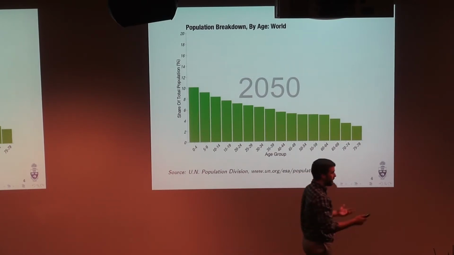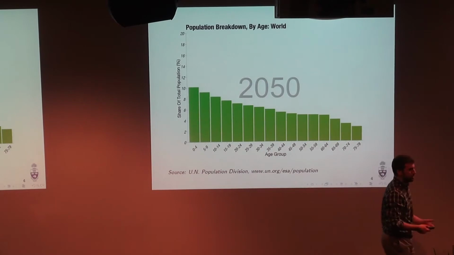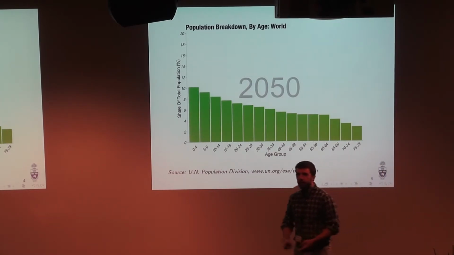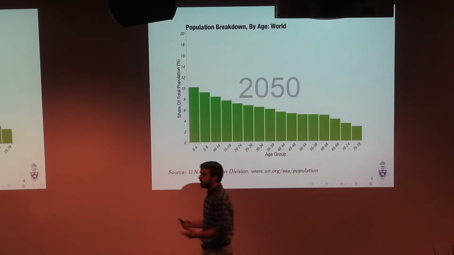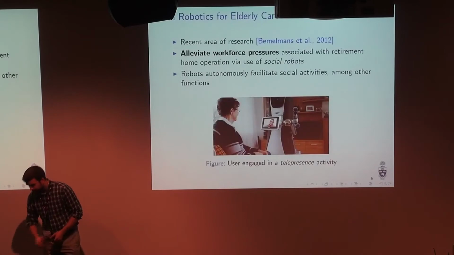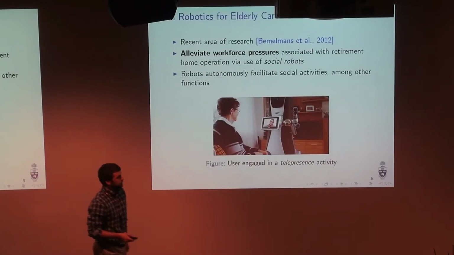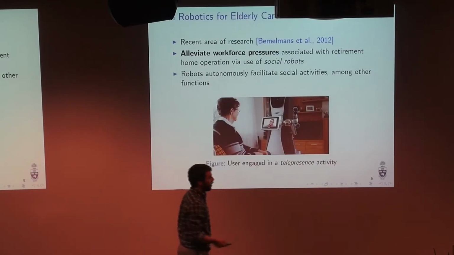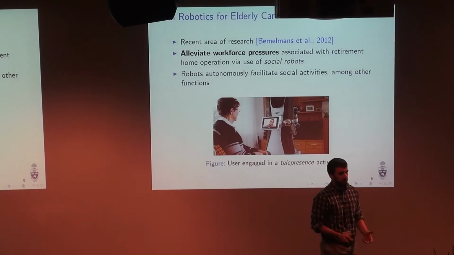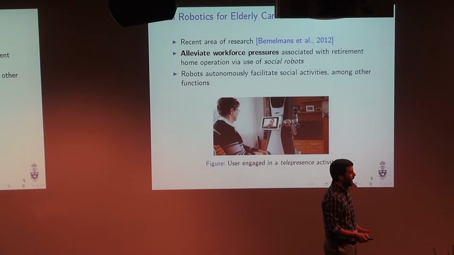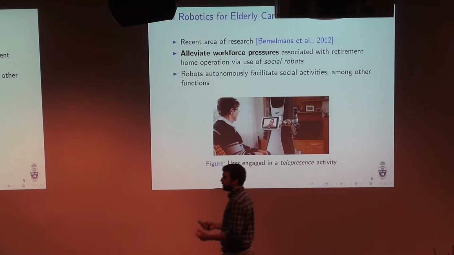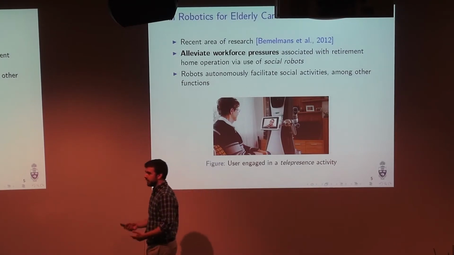And while this isn't a bad thing at all, what it's going to do is increase the amount of pressure that our long-term care facilities, retirement home facilities, and whatnot need to withstand to deliver the same quality of care. So a recent area of research is social robotics for elderly care. And a nice review paper in 2012 basically states that this research field is about 10 years old now, and the goal is to alleviate workforce pressures. So it's an industry that already struggles to get good employees and to retain employees.